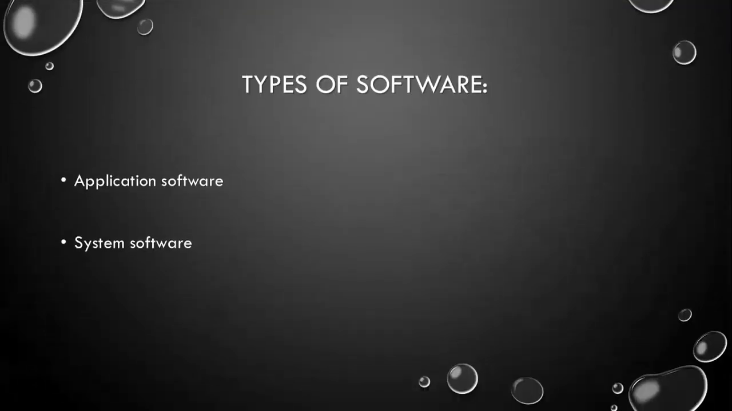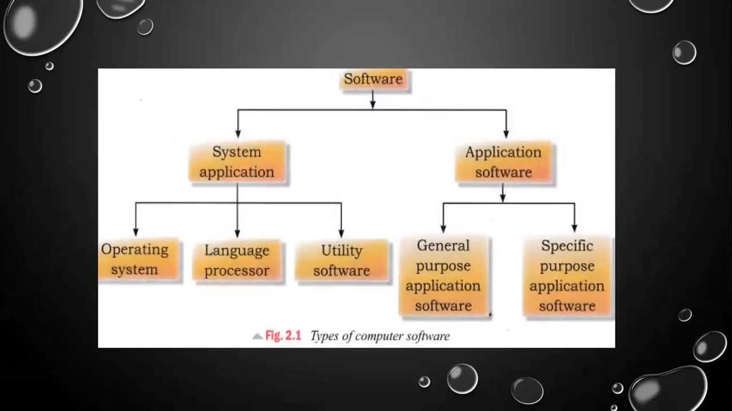Next, types of software. Basically, there are two types of software, that is application software and system software. Application software is the software required to run applications, while system software is required to run the system. In this flowchart, we can see that system software is considered with three types, and application software has two types, that is general purpose and specific purpose.